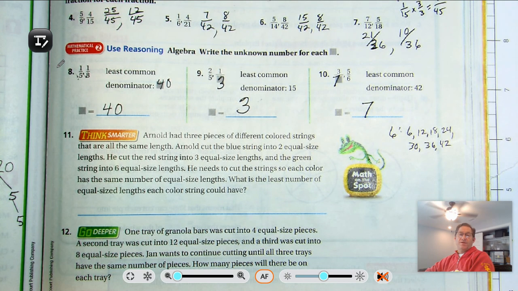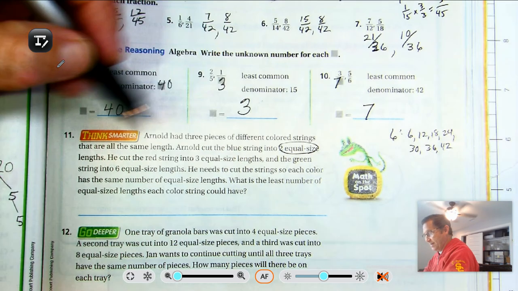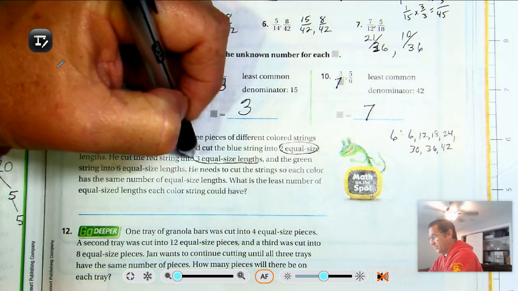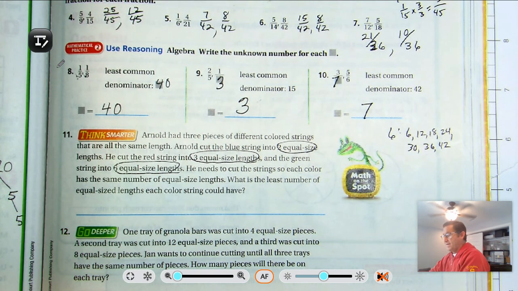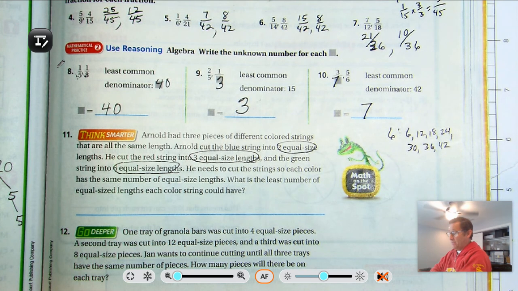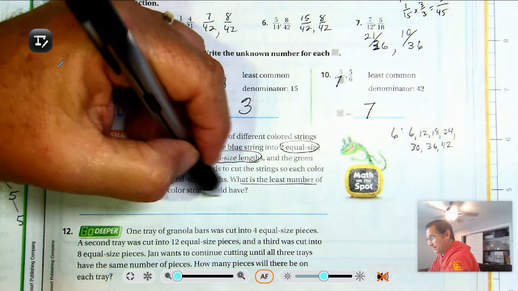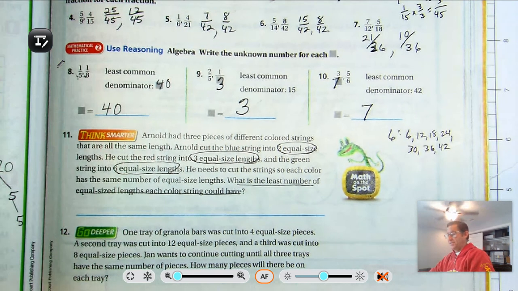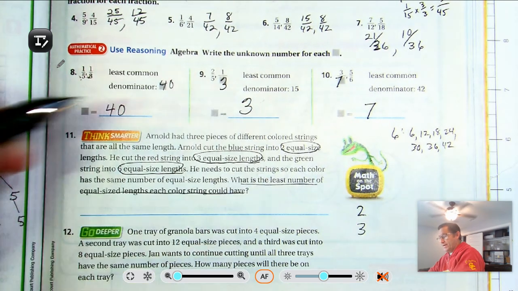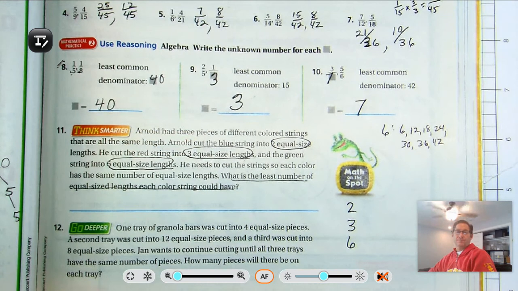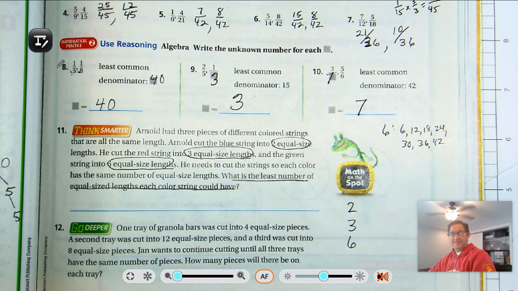Number 11. Arnold has 3 pieces of different colored strings that are all the same length. Arnold cut the blue string into 2 equal size lengths. He cut the red string into 3 equal size lengths and the green into 6 equal size lengths. He needs to cut the string so each color has the same number of equal lengths. What is the least number of equal size lengths of each color string he could have? So basically we have 2 and 3 and 6. So what's the least that he could cut these into?